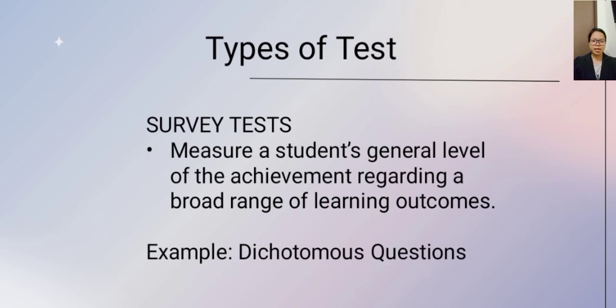Survey test. It measures a student's general level of achievement regarding a broad range of learning outcomes. Example, dichotomous questions. This asks for a yes or no, true or false, or agree, disagree response.